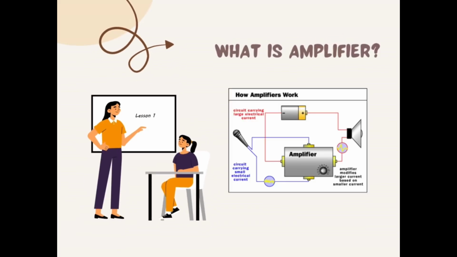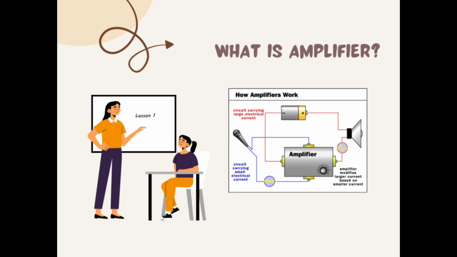What is an amplifier? Generally, an amplifier is an electronic device that makes a weak signal stronger. Mostly, it is used for audio systems, communication systems, and various electronic devices.